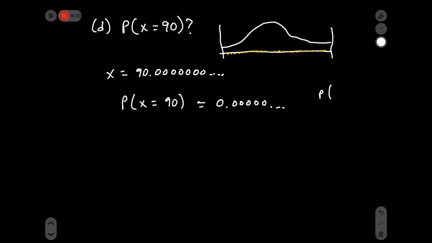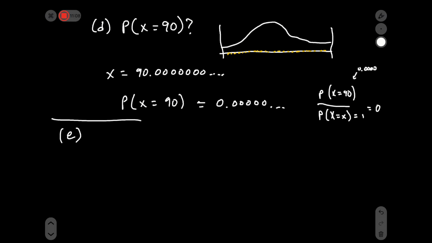In other words, we're taking the probability of exactly 90 and dividing it by the total probability. In other words, the probability that x is equal to something, which is 1, and this is 0.0000, something very, very small, that essentially is infinitesimally small, and so we get 0 as our answer.